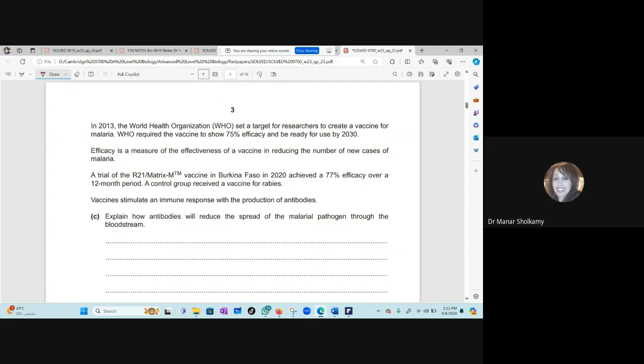Now, in 2013, the World Health Organization set a target for researchers to create a vaccine for malaria. They love talking about vaccines. The WHO required the vaccine to show 75% efficacy and be ready for use by 2030. Efficacy is a measure of the effectiveness of a vaccine in reducing the number of new cases. A trial of this vaccine in Burkina Faso in 2020 achieved 77% efficacy over a 12-month period. A control group received a vaccine for rabies. Vaccines stimulate an immune response with the production of antibodies.